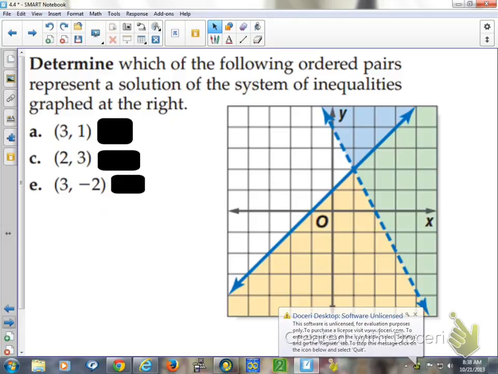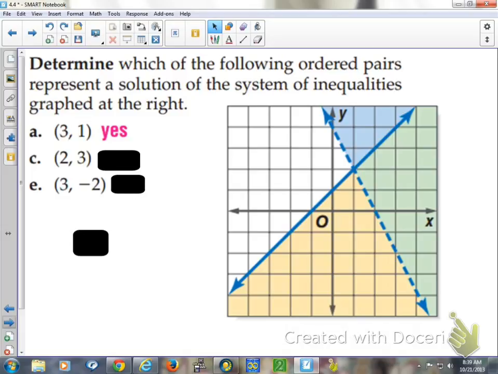Now, before we go on, here's a nice visual. The blue is one shading, the orange is another shading, and the green is where they overlap. It gives you 3 coordinates, and you're supposed to say, are those coordinates a solution to this system of inequalities? What about the coordinate 3, 1? Is that in the solution? Yes, it looks like it is. Very good.